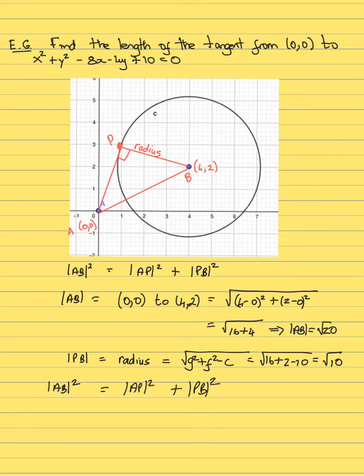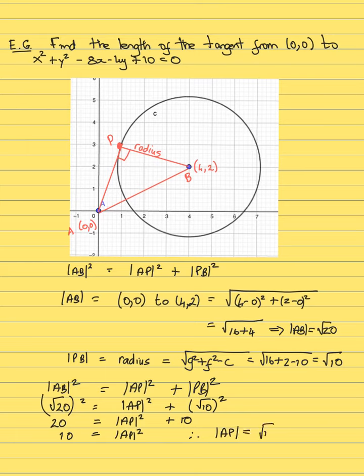We can plug in then root 20 squared is equal to AP squared plus root 10 squared, or 20 is equal to AP squared plus 10. Taking 10 from each side, we get 10 is equal to AP squared, and that gives us that our distance from A to P, the length we required, is the square root of 10.